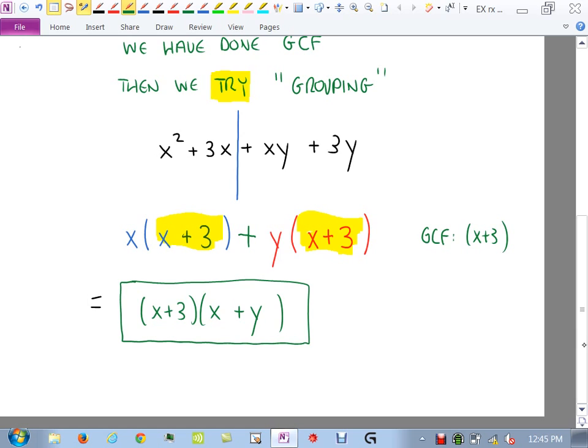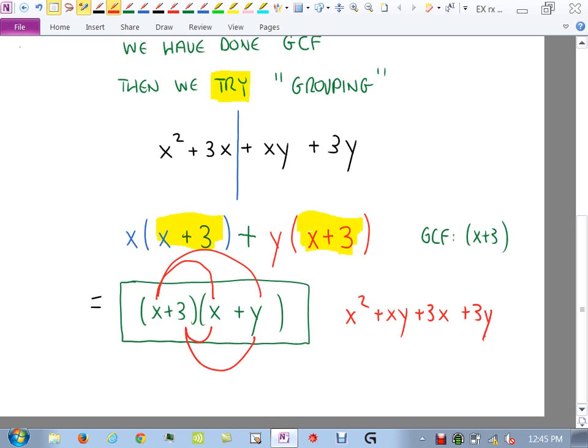Now, we said last class, or I said last class, that the good thing about factoring is that you can always check your answer. So I'm going to do a check here just to convince you that this did work. X times x would give me x squared. X times y would give me plus xy. 3 times x would give me positive 3x. And 3 times y would give me plus 3y.